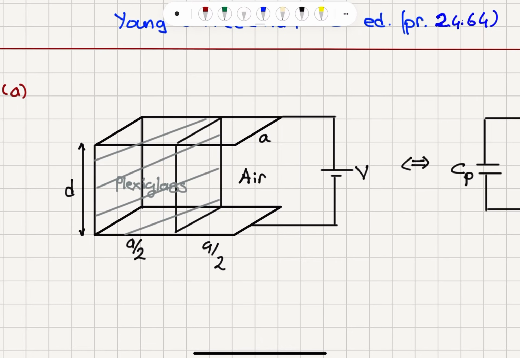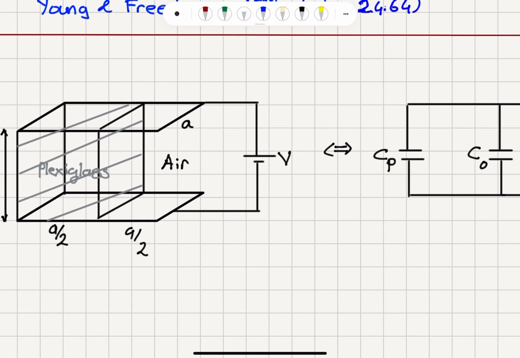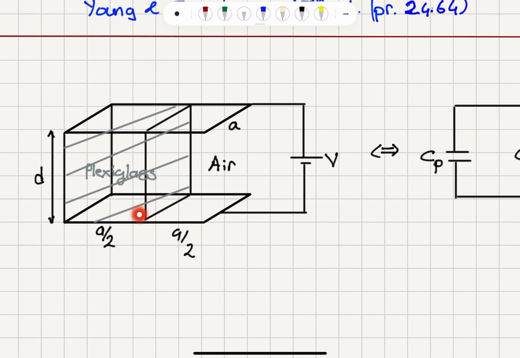Now you can see we have the same potential difference being applied between the plates of the air capacitor and the plexiglass capacitor. Therefore, we can think of this as the plexiglass capacitor in parallel with the air capacitor connected to this battery with the common potential difference. Since this half is plexiglass, half is air, we have A over 2 as the dimensions of these plates, and D is the separation between these plates.